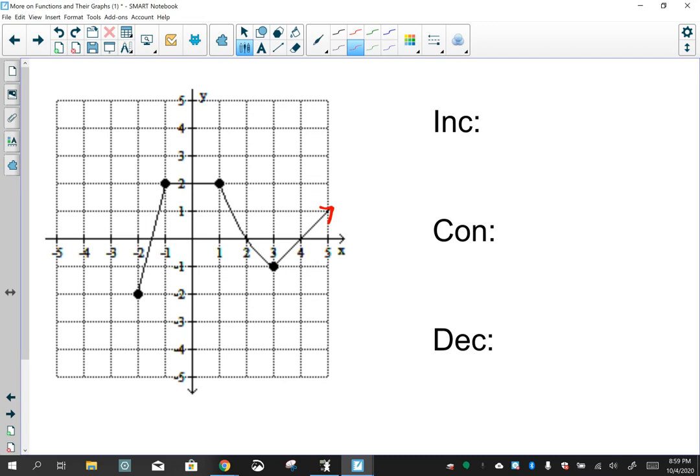All right. Welcome back. Let's see how you did. I'm going to be increasing. I'm going to start at -2, and I'm going to go all the way up to -1.